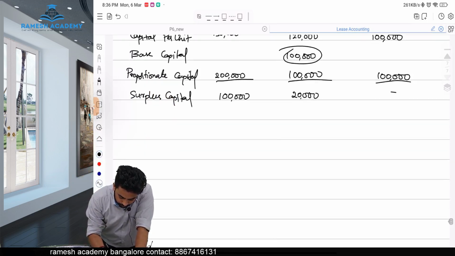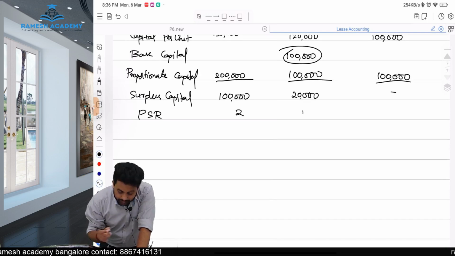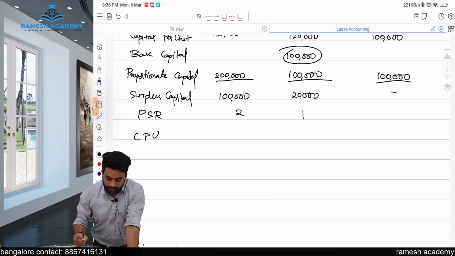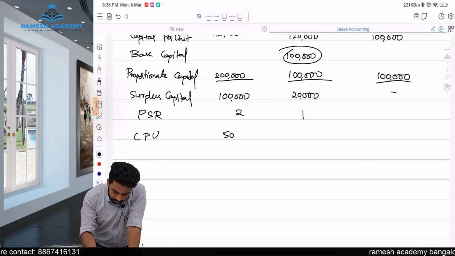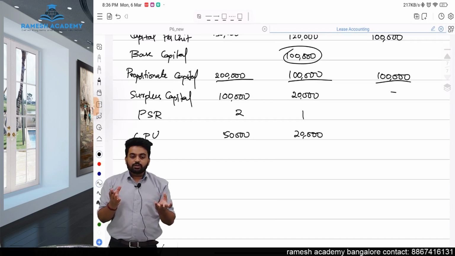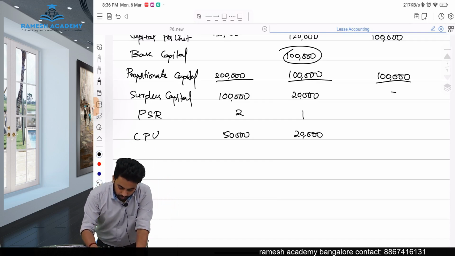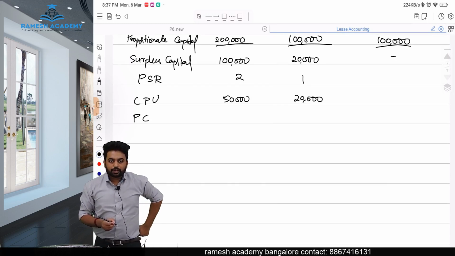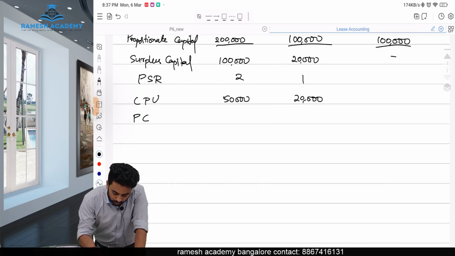So the profit sharing ratio is 2 and 1. Capital per unit is how much? Here 50,000 and here 20,000. So which is the base? Base is of course the minimum of the 2, and 20,000 is the minimum. So what is the proportionate capital? It is 2 into 20,000, which is 40,000, and 1 into 20,000, which is 20,000.